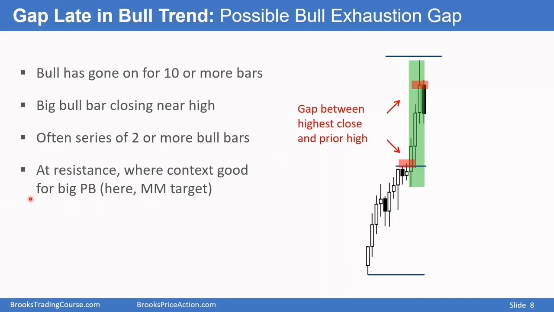I'll talk about second leg traps in the videos on trading ranges. A second leg trap in a trading range is you have a leg up, a pullback, and a second even stronger leg up.